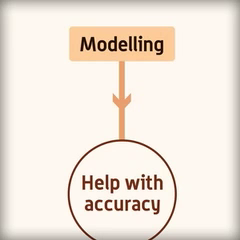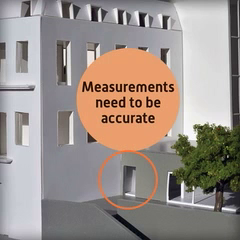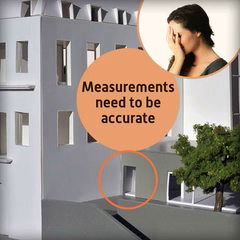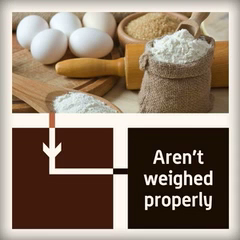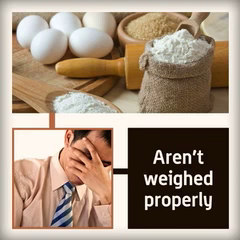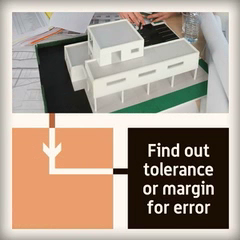Modelling can also help with accuracy, how accurately the product needs to be made. If the product has a door, the measurements need to be accurate, otherwise the door won't hang or shut properly. If the ingredients in cakes aren't weighed properly, the cakes won't turn out right. Through modelling, a designer can experiment to find out how much tolerance or margin for error there is.